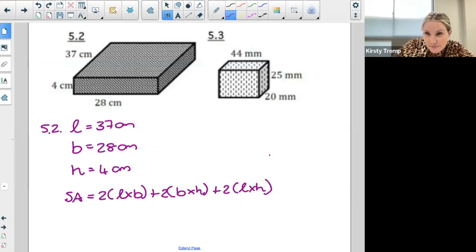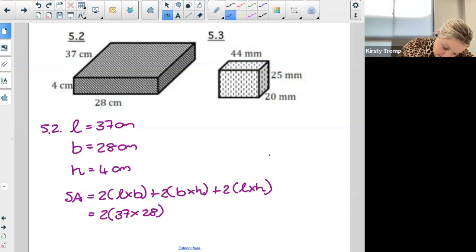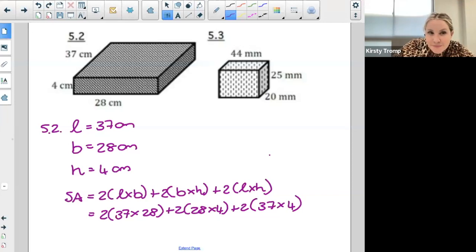All right. Go and put our figures in there. So 2, 37 times by 28 plus 2, 28 times by 4 plus 2, 37 times by 4. Equals. Go do the sum for me.